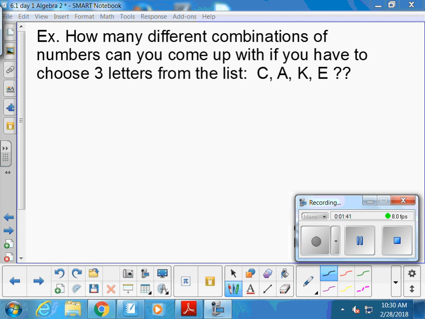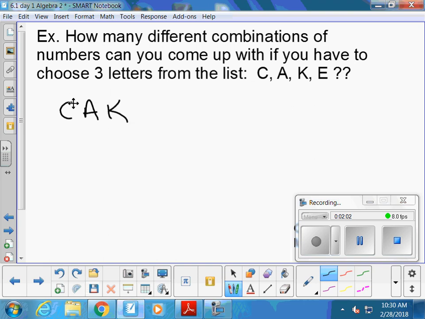All right. We have 4 letters here: C, A, K, and E. And I want to see how many different combinations of letters I can come up with. Now, order doesn't matter. I just want a collection of letters. All right. So if I'm going to choose 3 from those 4, I could choose C, A, and K. I could choose C, K, and E. I could choose A, K, and E. And I could choose, what am I missing?